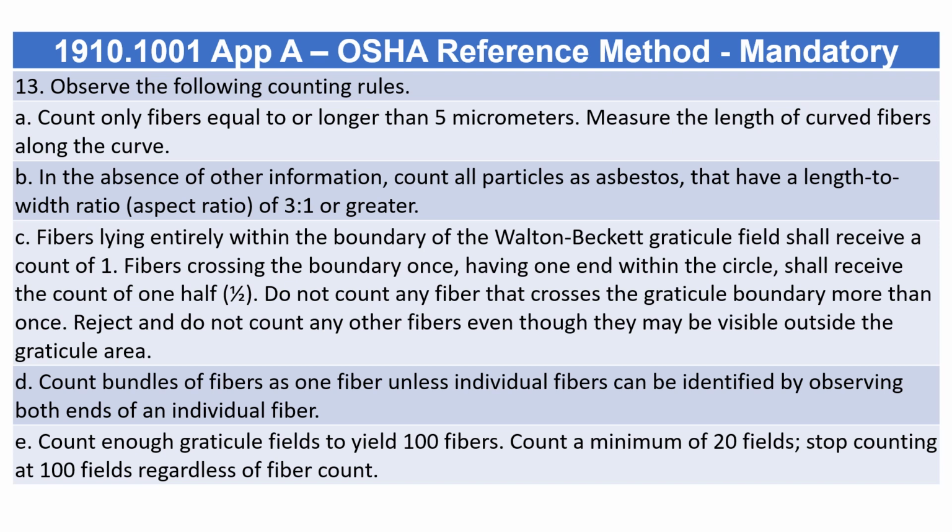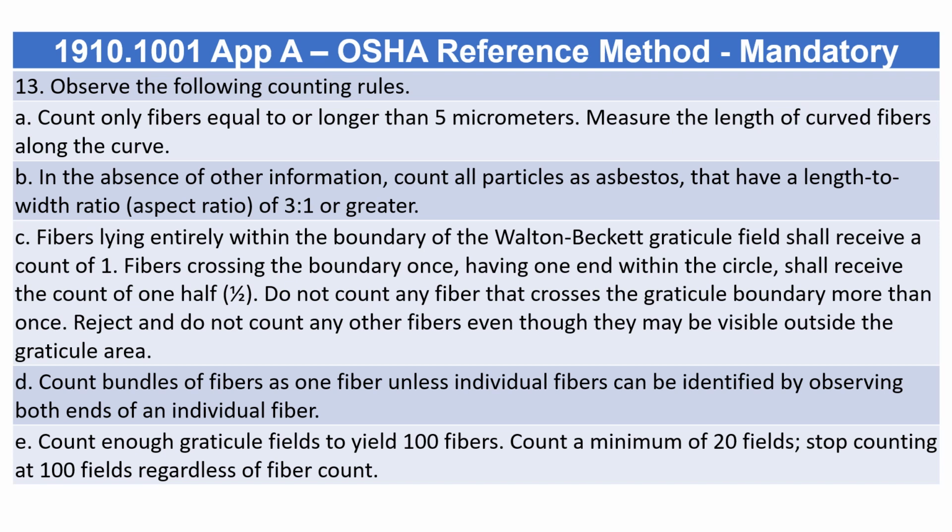C. Fibers lying entirely within the boundary of the Walton-Beckett graticule field shall receive a count of 1. Fibers crossing the boundary once, having one end within the circle, shall receive the count of 1/2. Do not count any fiber that crosses the graticule boundary more than once. Reject and do not count any other fibers even though they may be visible outside the graticule area.